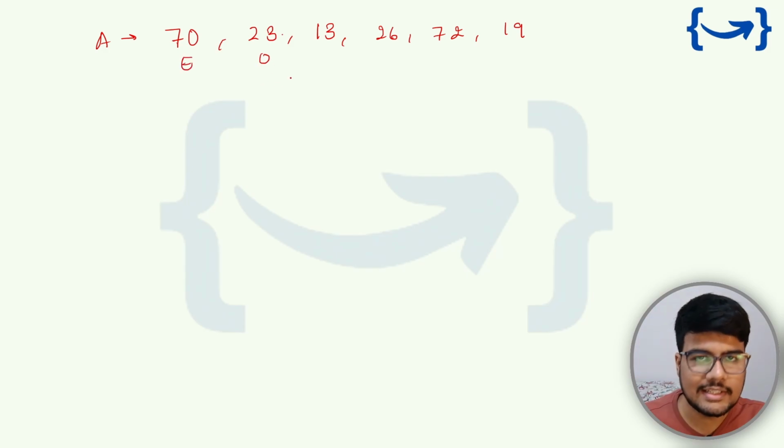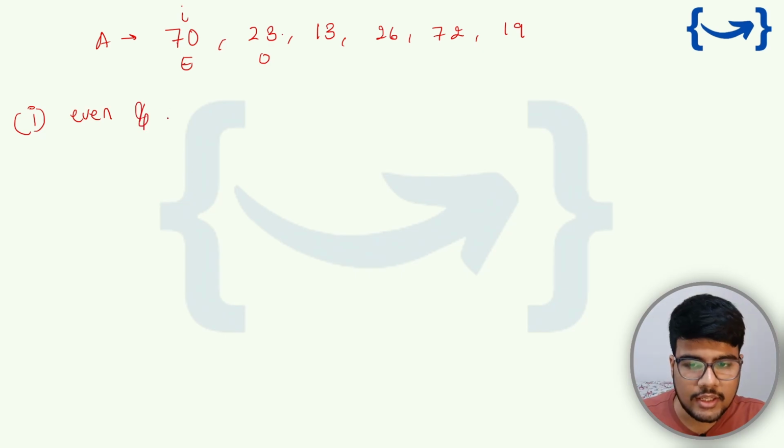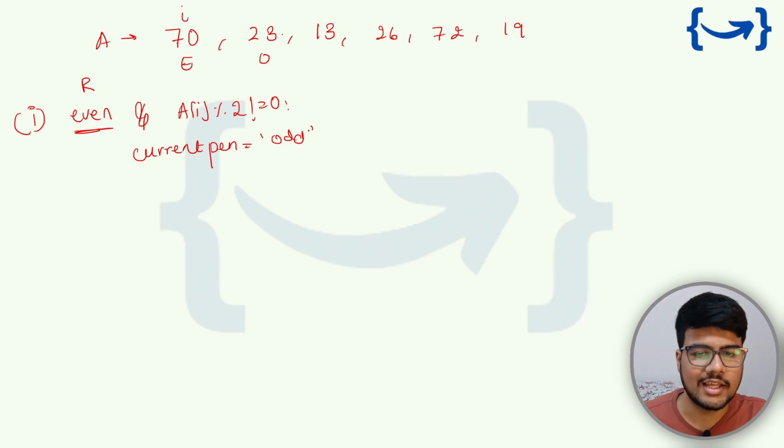To deal with this question, what can be the scenarios? The first scenario: let's say my eye is pointing to the current element. My current pen is even, and the current element that I am pointing on can be odd. So how can I find that? If a of i is odd, then what is the case? If the current pen is even, it is red. So I need to reinitialize my current pen color to odd, and that will make count, because currently whatever we saw was the odd number.